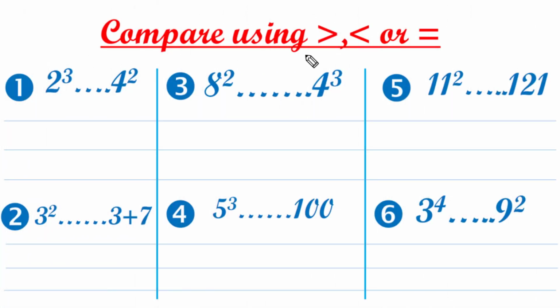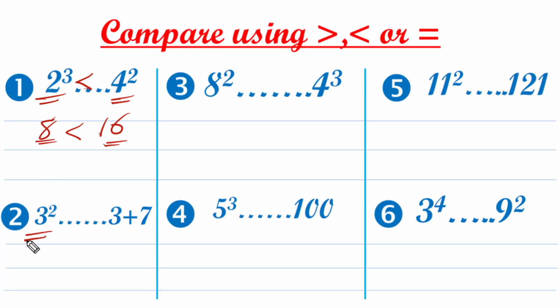Next, compare using greater than, smaller than, or equal. First, guys, write the standard form of each number. 2 cubed equals what? Equals 8. 4 squared means 4 times 4 equals 16. Now, what's the relation between 8 and 16? 8 is less than 16, we write less than.